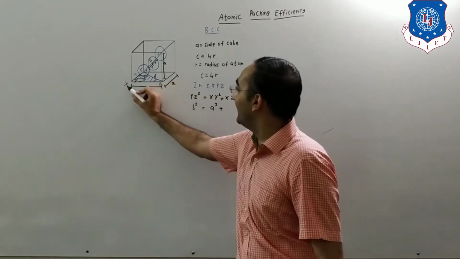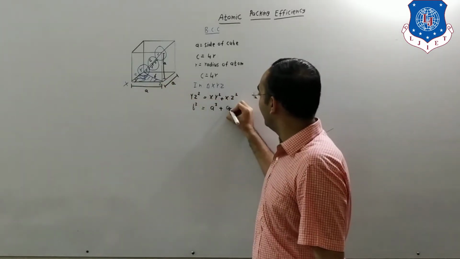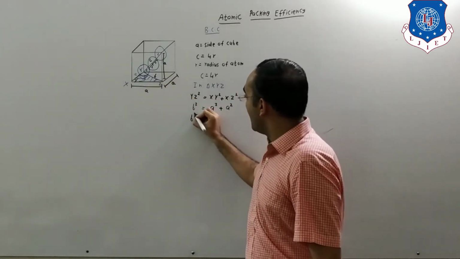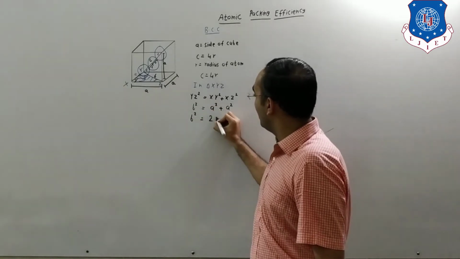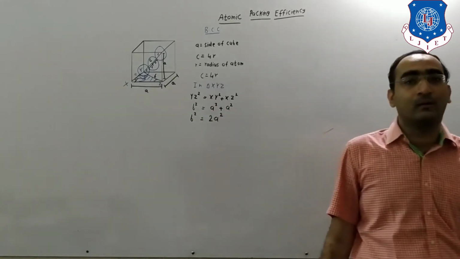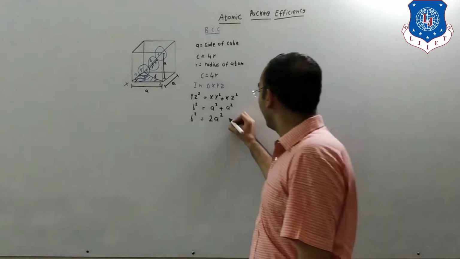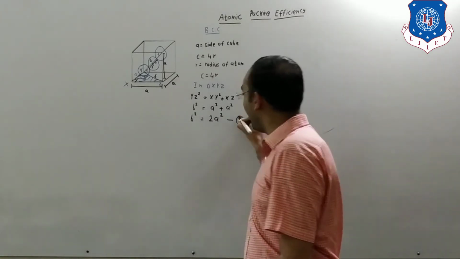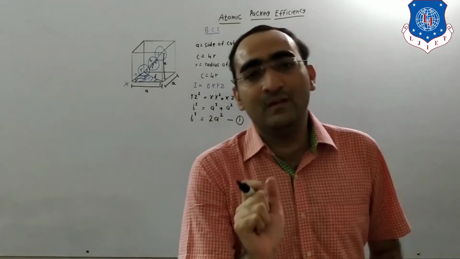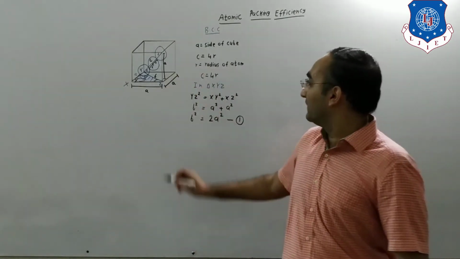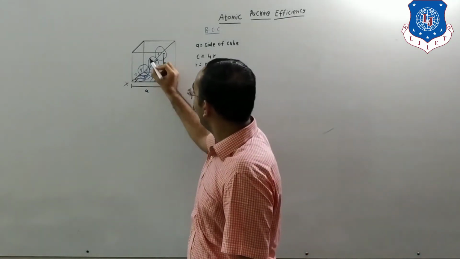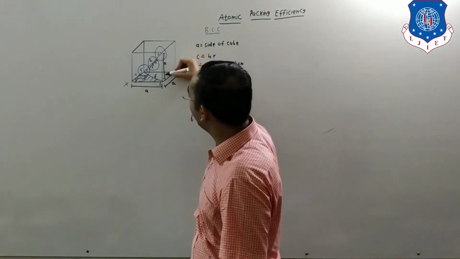What is XZ? It is the side of a cube, that is a square. So B square is equal to 2a square. So we have reached our first thing, that is B and A. Now B will be joining A and C. So that means this side C, A, and we are having A.